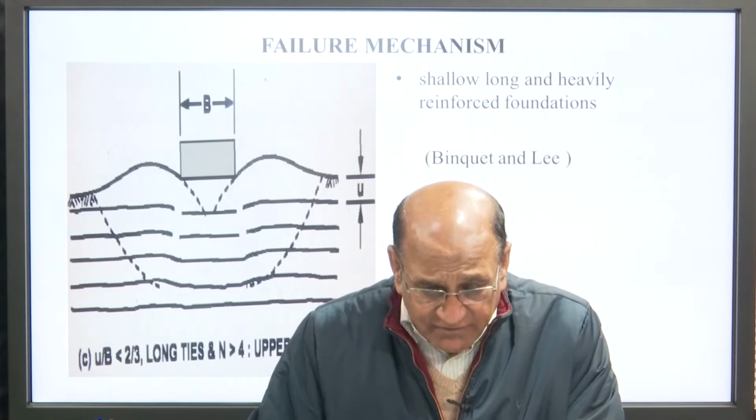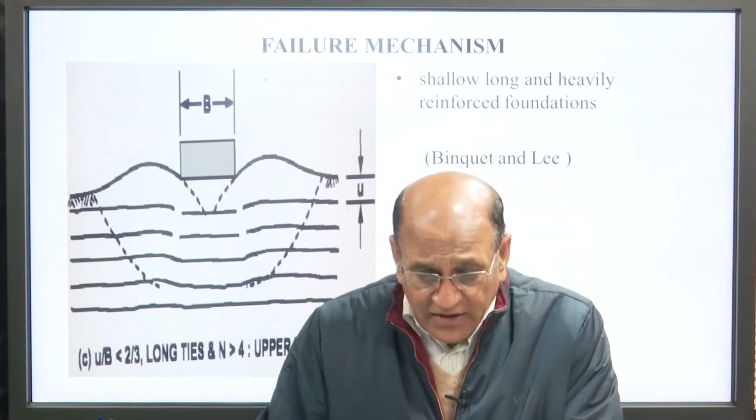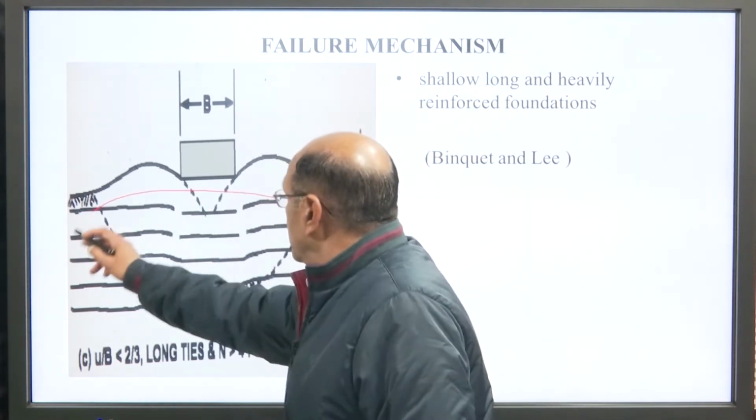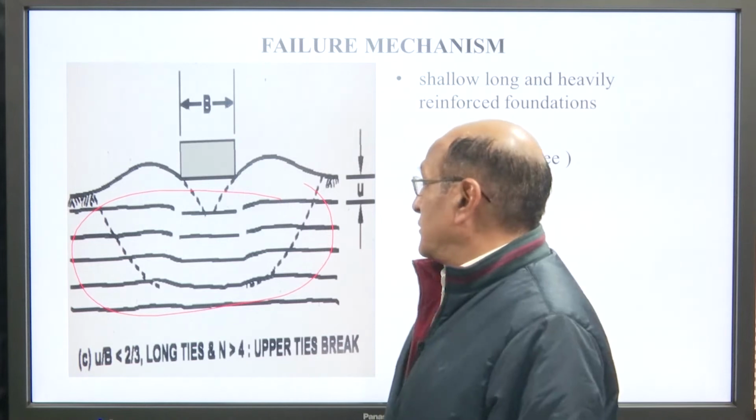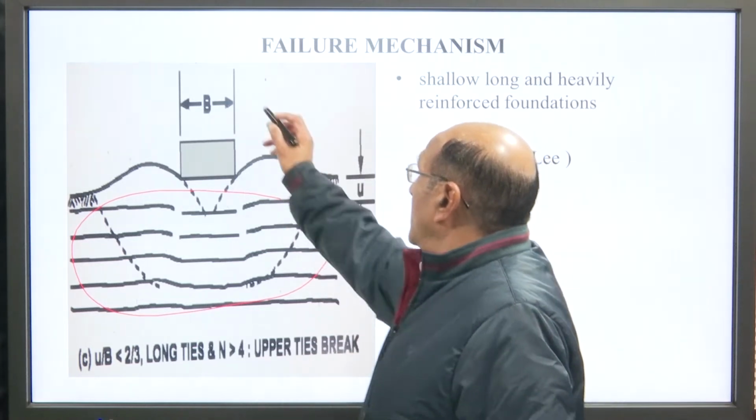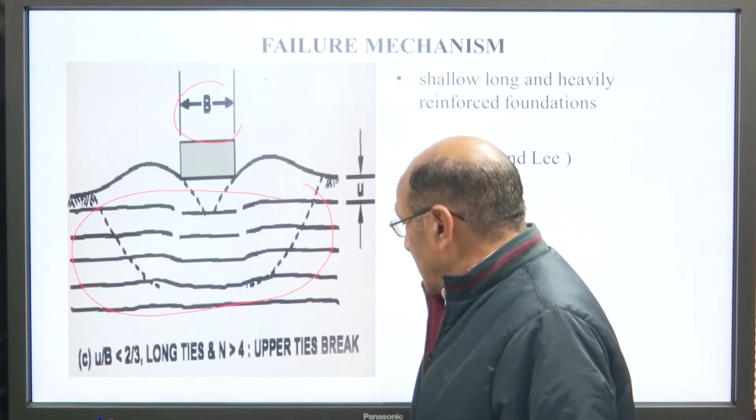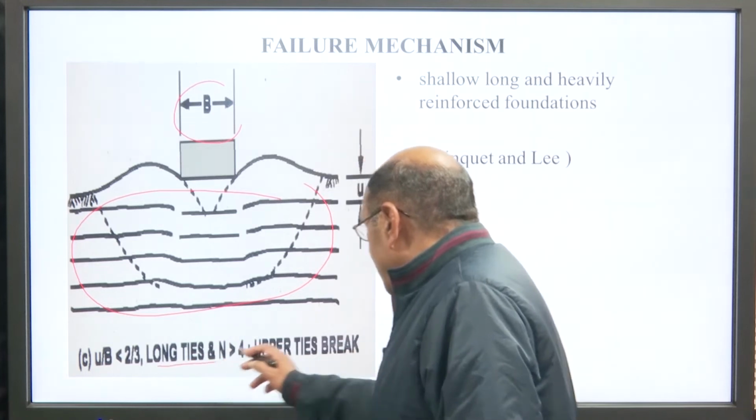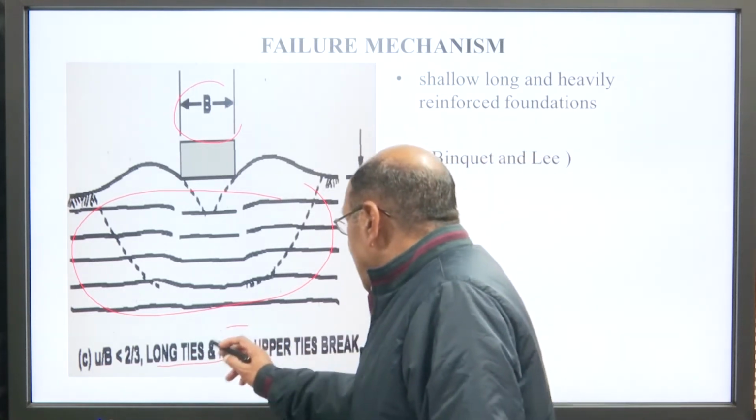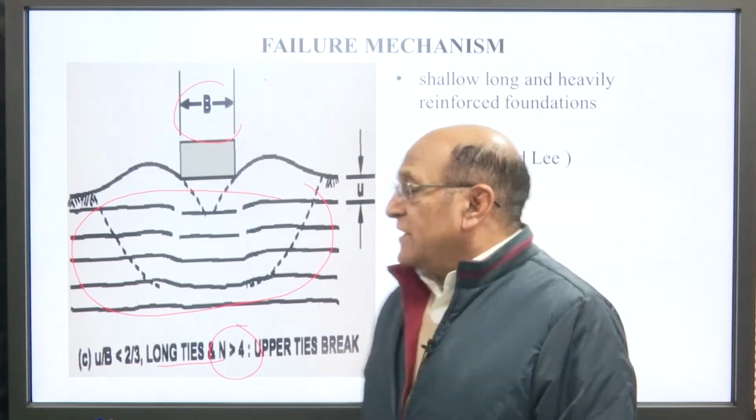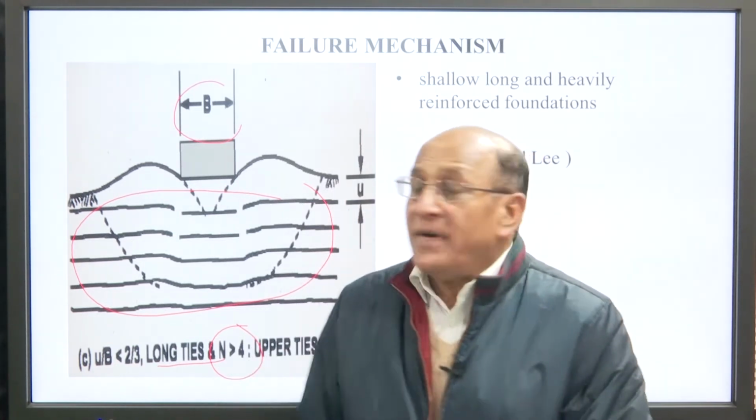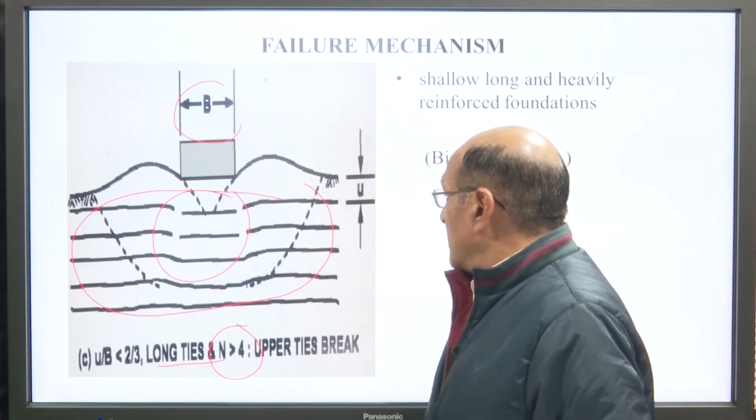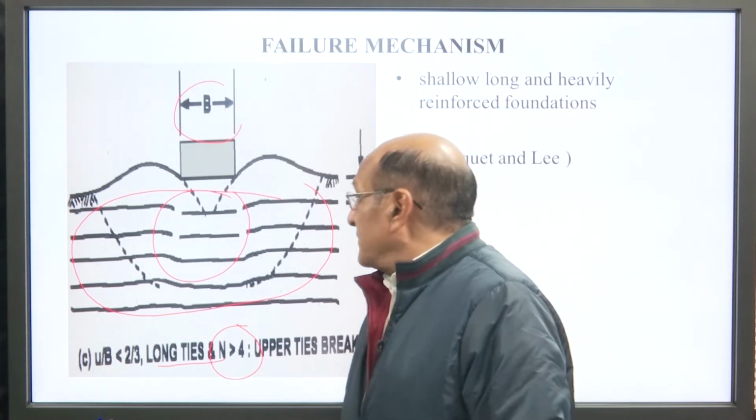Now, another failure mechanism is where we have provided a number of layers, that is, heavily reinforced the soil, and load is applied here. Here U by B is less than 2/3. With long ties where N is more than 4, the upper ties here are broken.